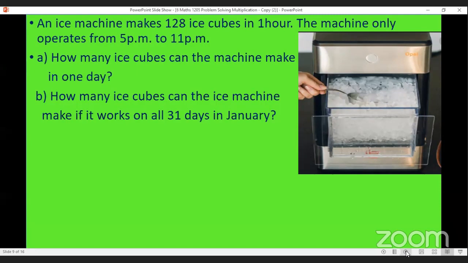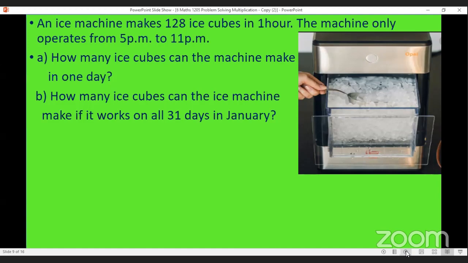So we did time. I know you did time in term 1. You have to first draw on the knowledge that you know. What is it that you know? How many hours is it from 5 p.m. to 11 p.m.? Because it says, how many ice cubes can the machine make in one day?